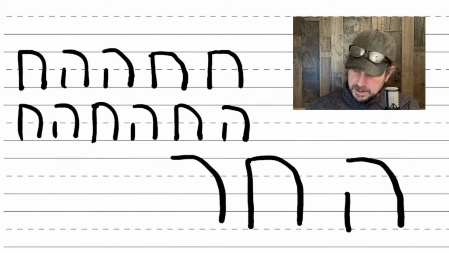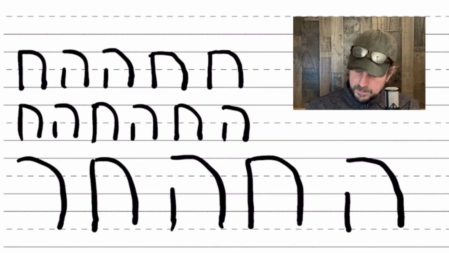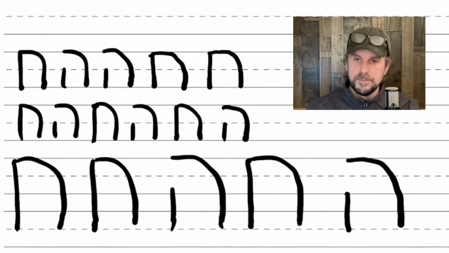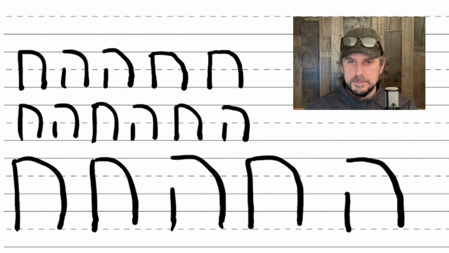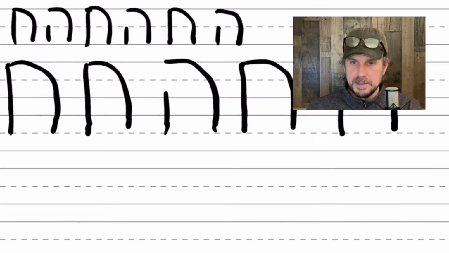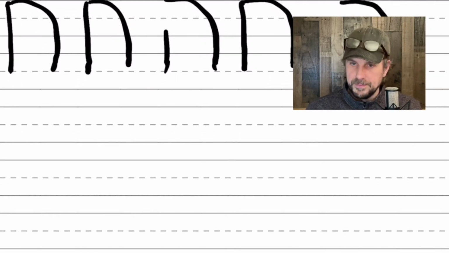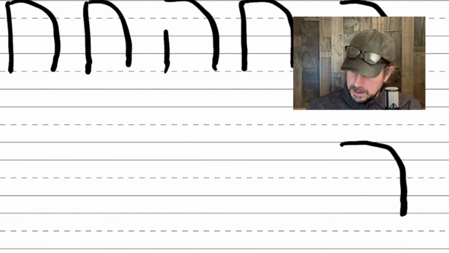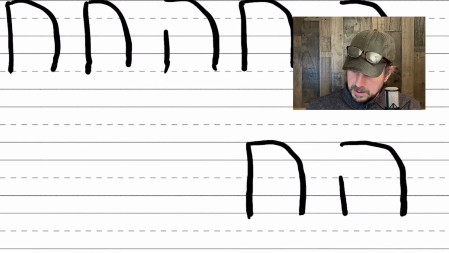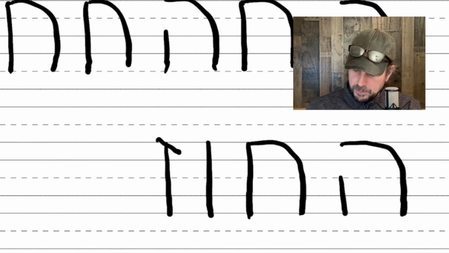Hey, Chet. I'm not being consistent here. There we go. Chet. Mine are kind of sloppy, but you get the point. Hey. Chet. There's a Vav from last time, and then a Zayin. Remember, Vav with a little hat. That's our Zayin.